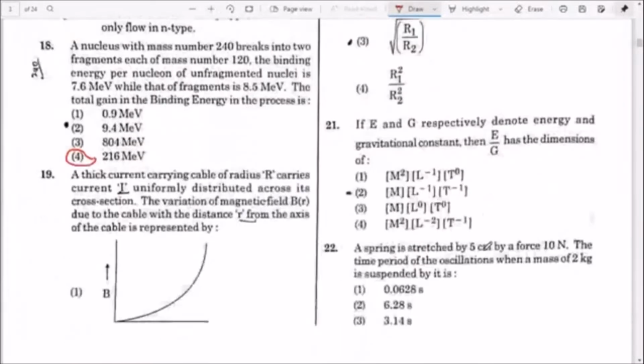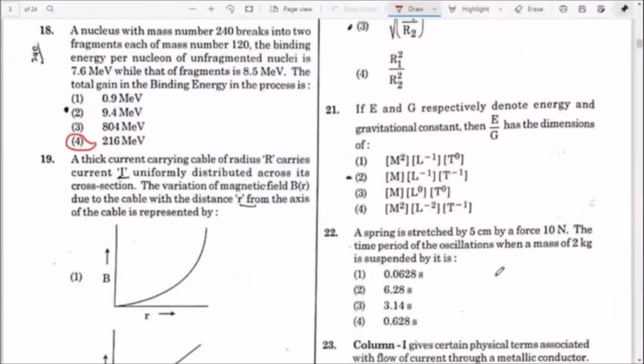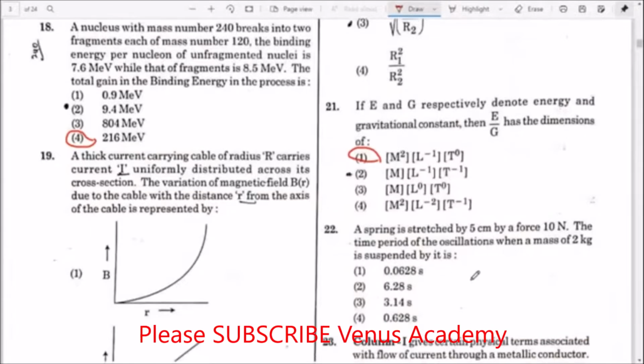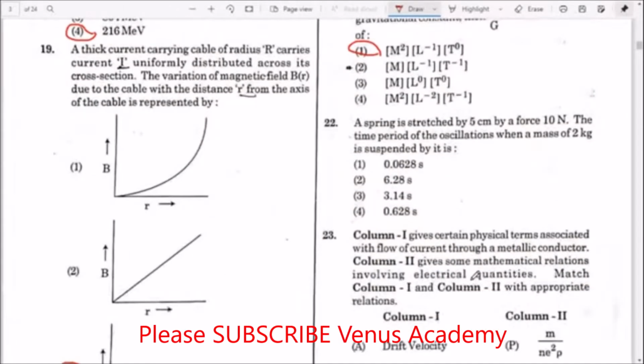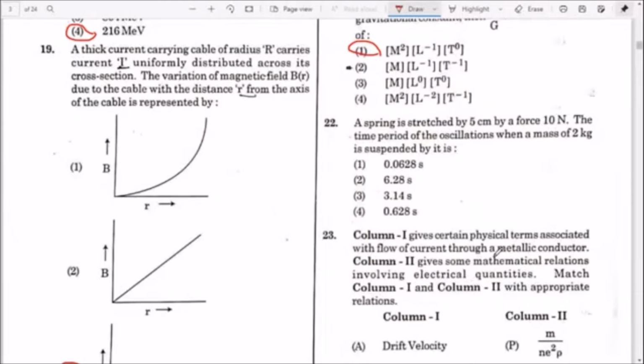Next, question number 21. If E and G respectively denote energy and gravitational constant, then E by G has the dimensions of option number 1, M times L T to the power of minus 2. Option number 1 is the correct option, students. Question number 22. A spring is stretched by 5 centimeters by a force of 10 newtons. The time period of the oscillations when a mass of 2 kg is suspended by it is option number 4, 0.628 seconds, which is the correct option, students.